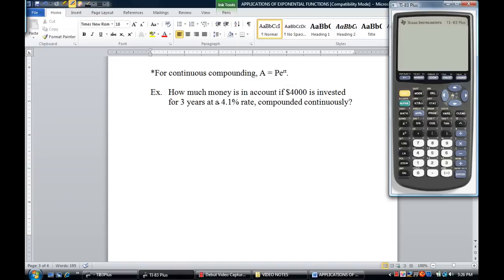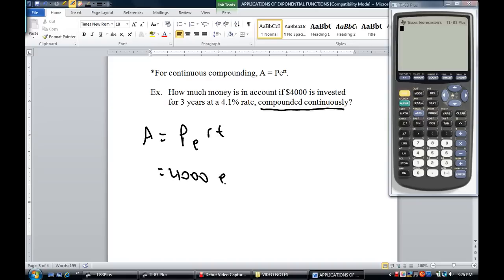So when you read a problem like this, the keywords that you're going to see are compounded continuously. So immediately you know that you're going to use this formula. Immediately. And it works pretty much the same way. P is 4,000. E stays E. R as a decimal is 0.041. And then T is 3.